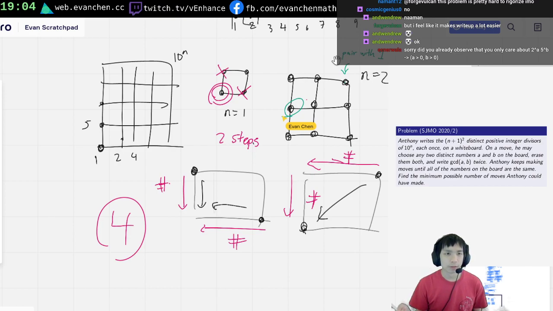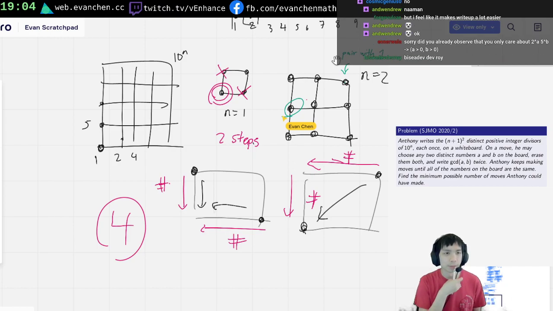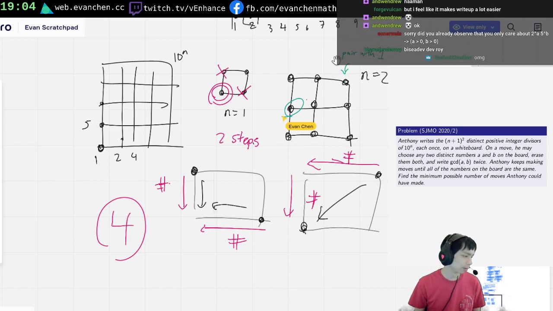Did you already observe that to the... yeah. They're already ordered pairs. I literally have it on a grid already, yeah. Oh my god, how are you back?